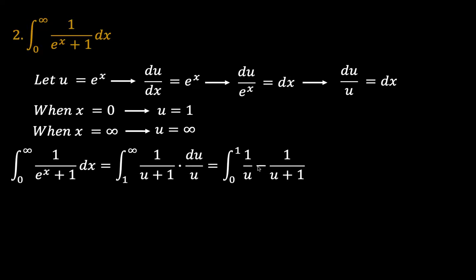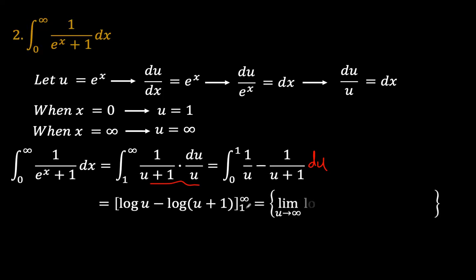And so we can now create, we missed the du here. We can create a partial fraction. This here is the same as 1 over u minus 1 over u plus 1. And so the integral here is log u minus log u plus 1 with the necessary limits applied.